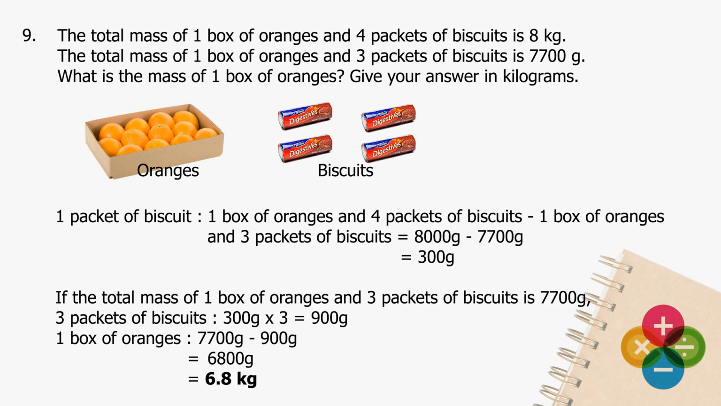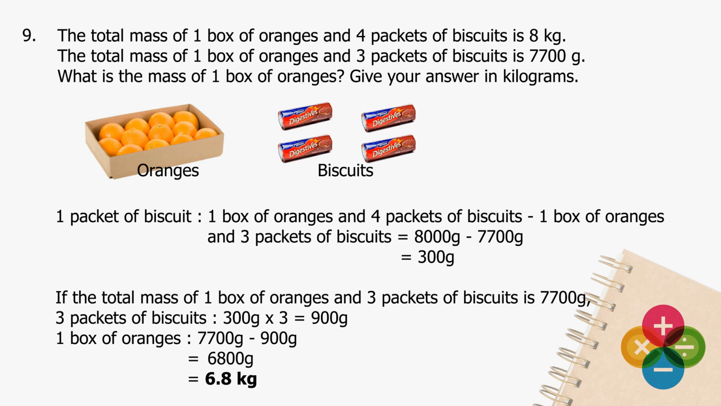Knowing that the total mass of 1 box of oranges and 4 packets of biscuits weigh 8 kilograms, and total mass of 1 box of oranges and 3 packets of biscuits weigh 7,700 grams, we will be able to find the mass of 1 packet of biscuit. Convert 8 kilograms to grams. You will get 8,000 grams. Subtract 8,000 grams by 7,700 grams. The mass of 1 packet of biscuit is 300 grams.